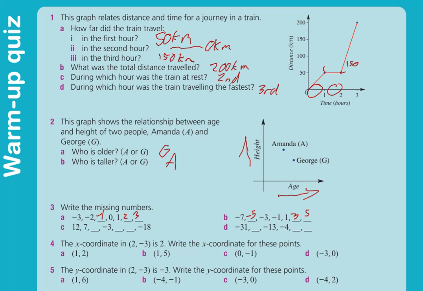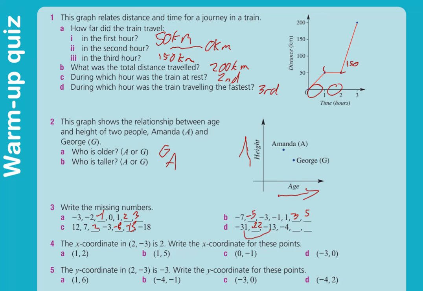12 and 7, so that means we've gone down by 5. If we go down by another 5, it will be 2, then -3, then -8, -13, -18. And for this one, we've gone down by 9 there, and we've gone down by 18 there, which means it's 2 lots of -9. So that means that pattern is correct, going down by 9 every time.